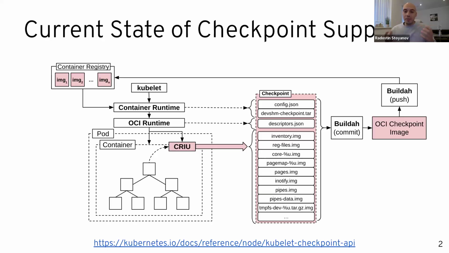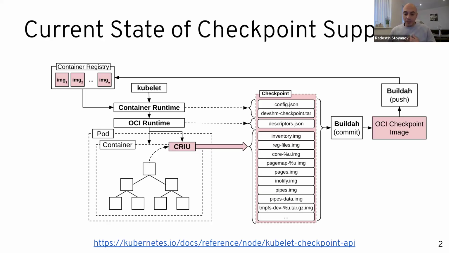For different people, checkpoint means different things. But in our case, it's a transparent checkpoint, which means it contains a snapshot of everything that runs in the container. This includes all open file descriptors, processes, network connections, etc.